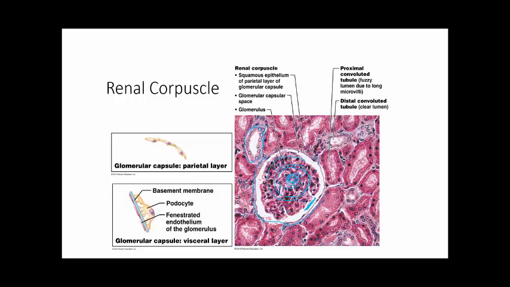So the glomerular capsule, the outer layer of it is actually simple squamous cells, which you can see here. And the glomerulus, the visceral layer, is lined with these podocytes. And you can see the endothelium lining of the blood vessel capillary walls is fenestrated, meaning that it has holes. And then there's a basement membrane in between those two. This creates the filtration membrane.